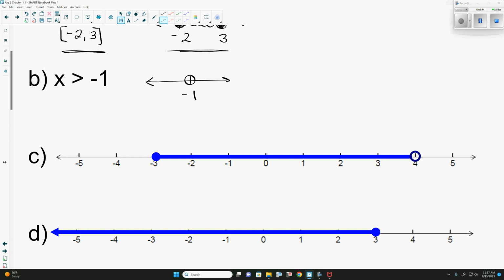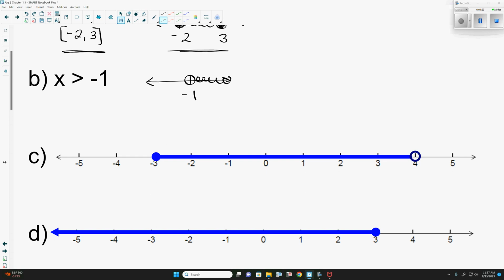Now the question is, is it going to be open or closed? Open, because x is just greater than, it's not equal to. Now would we shade to the left or to the right? Which one's bigger, x or -1? X. So all the numbers should be bigger than -1. Which direction are they bigger, to the right of it or to the left? Okay. Now, so we have the graph, yes?